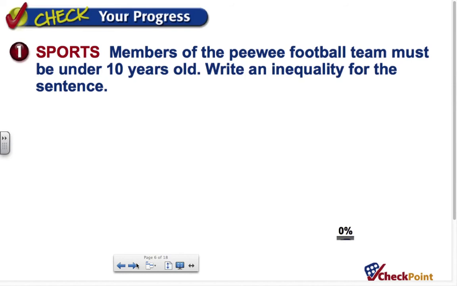Let's try another one. Members of the Pee Wee football team must be under 10 years old. So again, we have X and 10, and obviously we have to be under again, so it has to be less than 10 years old.